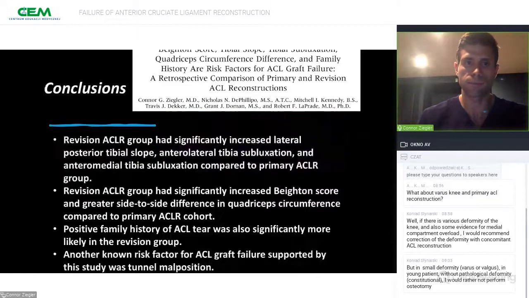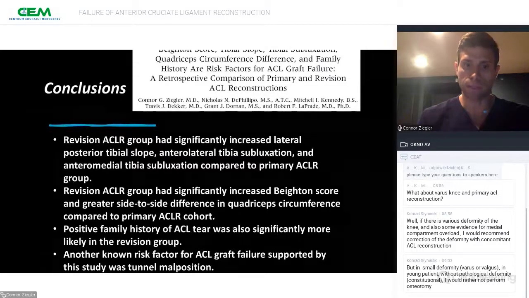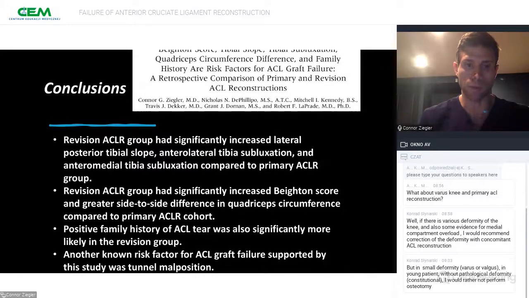So in conclusions of this study, again, the revision ACL group had significantly increased posterior tibial slope and tibial subluxation both anteromedially and anterolaterally compared to the primary ACL group. The revision group also had significantly increased Batten score and greater side-to-side difference in quadriceps circumference compared to the primary group. A positive family history of ACL tear was significantly more likely in the revision group. And again, that was 48% versus 16%.